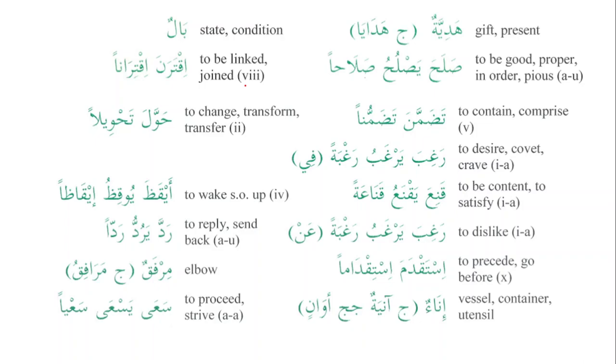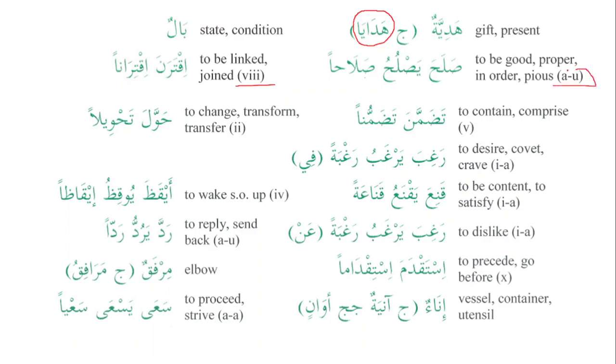Balan means state or condition. Yahdikum Allah wa yuslihu balakum. Then we have hadiyatun, gift, and the plural is hadaya. This is also one of the very rare forms of plural used in the Arabic language. For example, qadiyatun means issue, and qadaya, and similarly hadiyatun and hadaya. Iqtarana, yaqtarinu, iqtiranan, to be linked. It's a verb from number 8. Salaha yasluhu salahan is a verb from number 1.